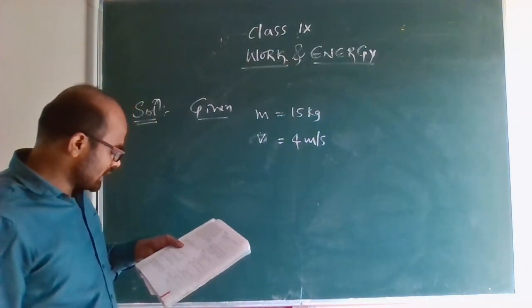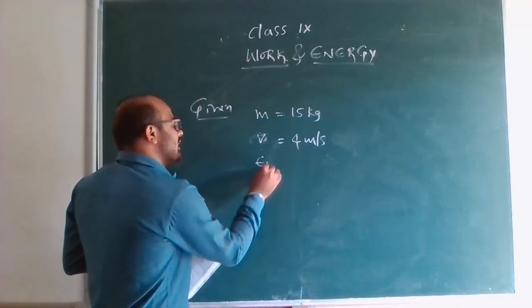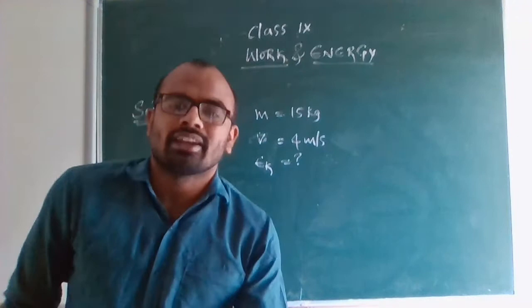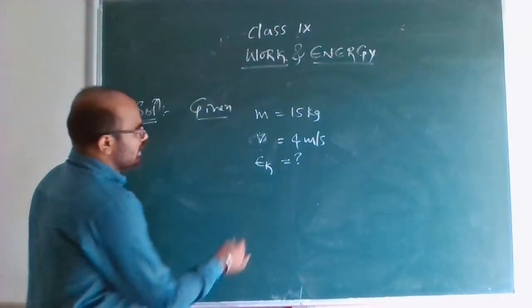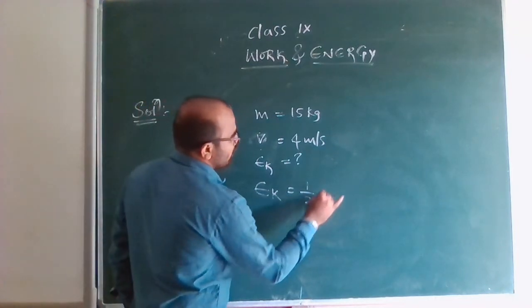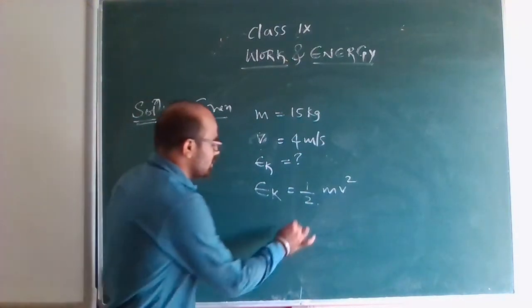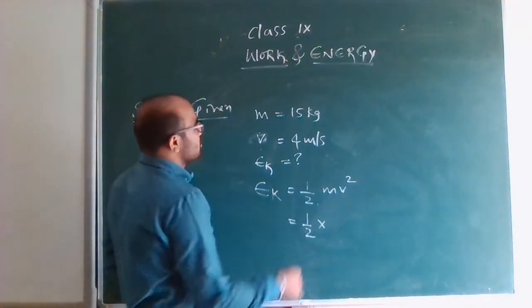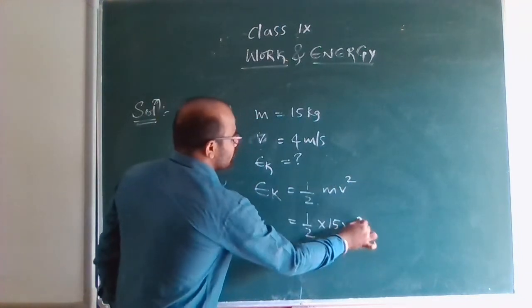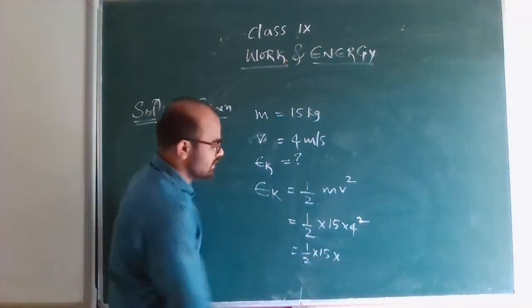What is the kinetic energy possessed by the object? Ek. We know that Ek, that is kinetic energy, equals half m v square. Make it easy. Half, m is 15, v square is 4 square. So half into 15 into 4 square, which is 16.